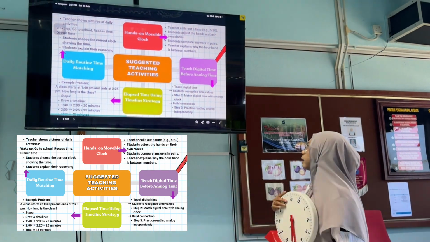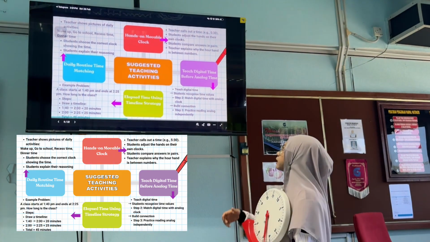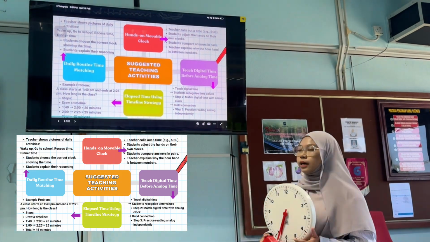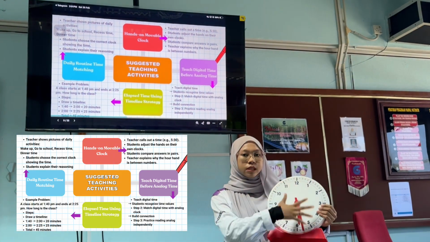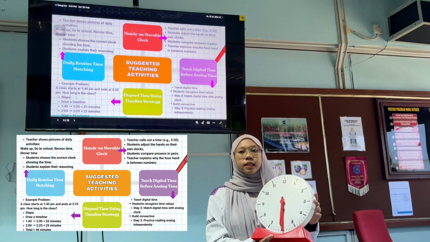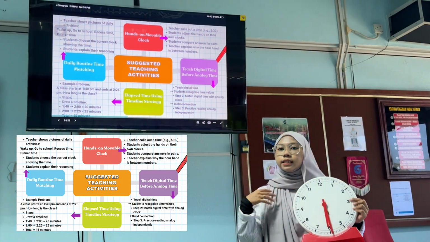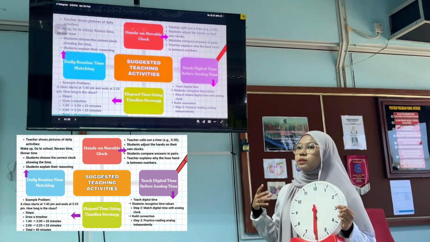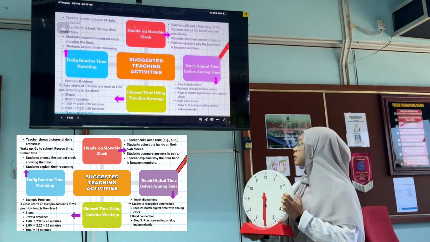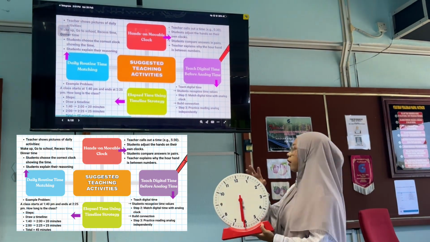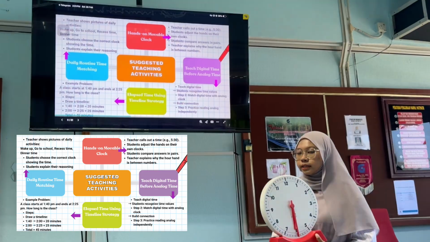Secondly, teach digital time before analog time. Before the analog clock, the teachers need to introduce the digital clock first until the students fully understand. Next, the teachers can practice the analog time independently.